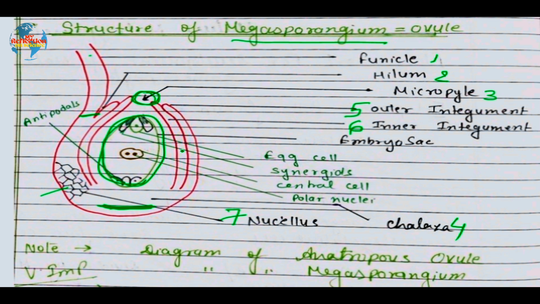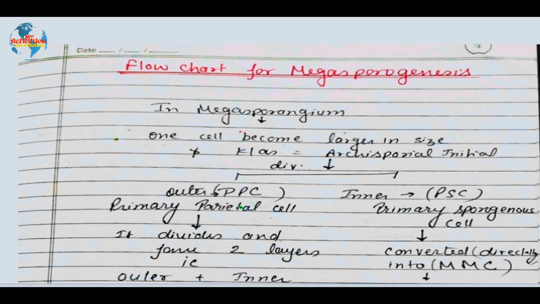Inside this embryo sac, we can see 3 cells present towards the micropylar end, which together are called the egg apparatus. It consists of 1 egg and 2 synergids. In the center, we can get these 2 small polar nuclei, which are haploid and covered by a single boundary, making the central cell. On the opposite side, towards the chalazal pole, we will have 3 small structures termed 3 antipodals. So let's discuss how megasporogenesis takes place. This diagram we have to practice for exam.